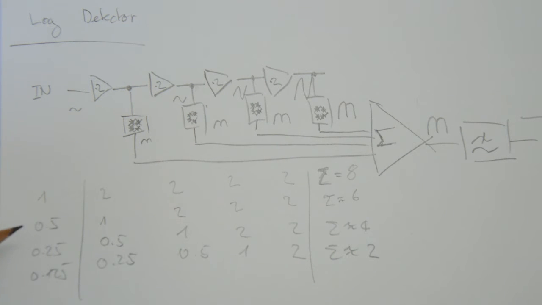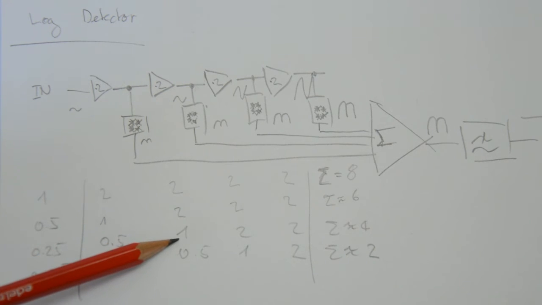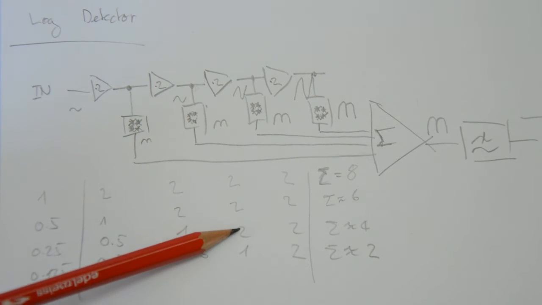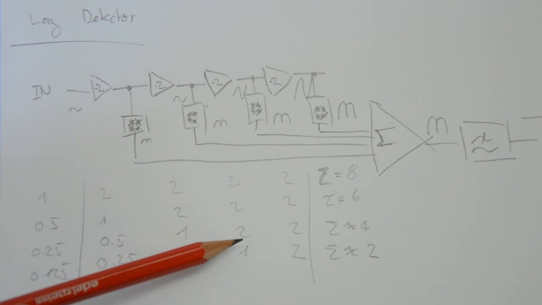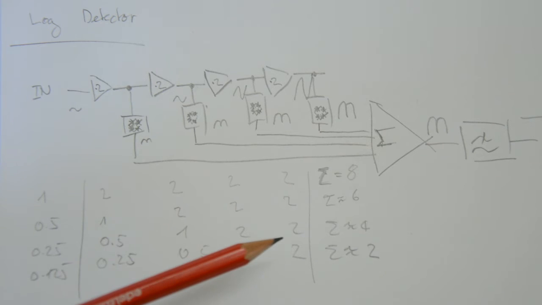Now if I reduce the input yet another time by a factor of 2, I feed in 0.25 volts. The first amplifier amplifies this to 0.5 volts, the second one amplifies it to 1 volt, the third one to 2 volts, and that's the limit, so the fourth one is limiting, is not amplifying anything, and that's 2 volts again.